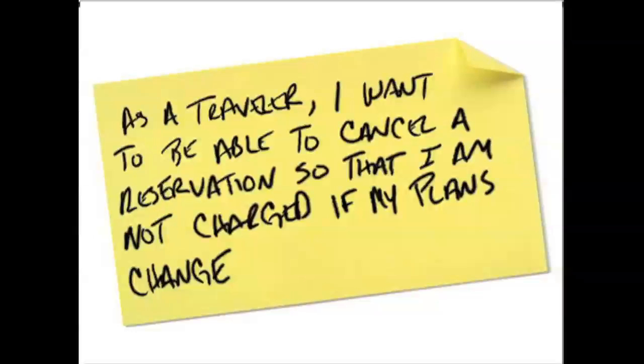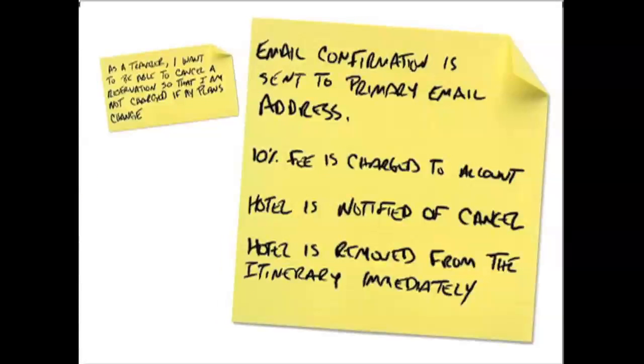But how would we know when this is actually done? What could be testable? What could we actually test for? And this is where we capture things in what we call acceptance criteria. So the email confirmation is sent to the primary email address. A 10% fee is charged to the account. The hotel is notified of the cancellation. The hotel is removed from the itinerary immediately.